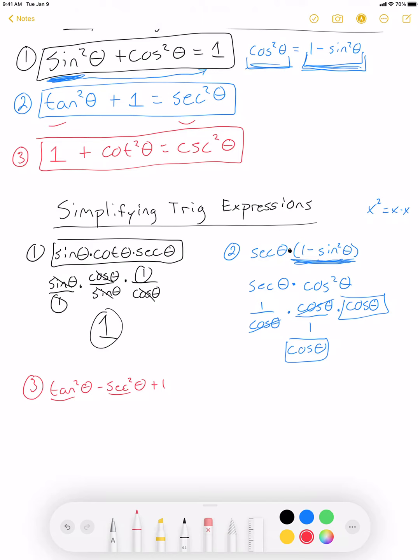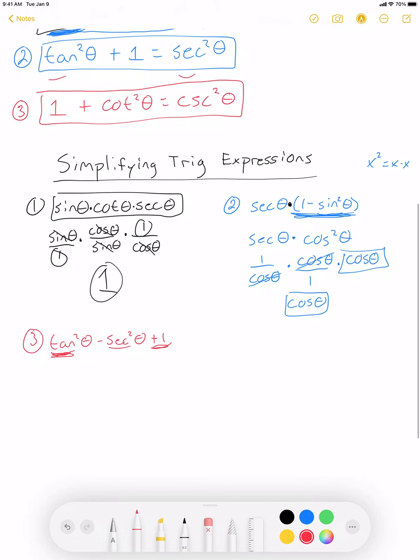So I want one of these to be tangent squared plus 1 or something like that. Well, notice I have a positive tangent squared and I have a positive 1. So let's rewrite them, just change the order. I'm going to slide this up, and I'm just going to change the order a little bit, and rewrite this as tangent squared theta plus that 1, and then keeping the same sign here, minus secant squared theta. So I didn't really change the problem. All I did was rewrite it in a certain order. Now, why did I do that? Because now notice how I have tangent squared plus 1. That's exactly what I have up here in my second identity.